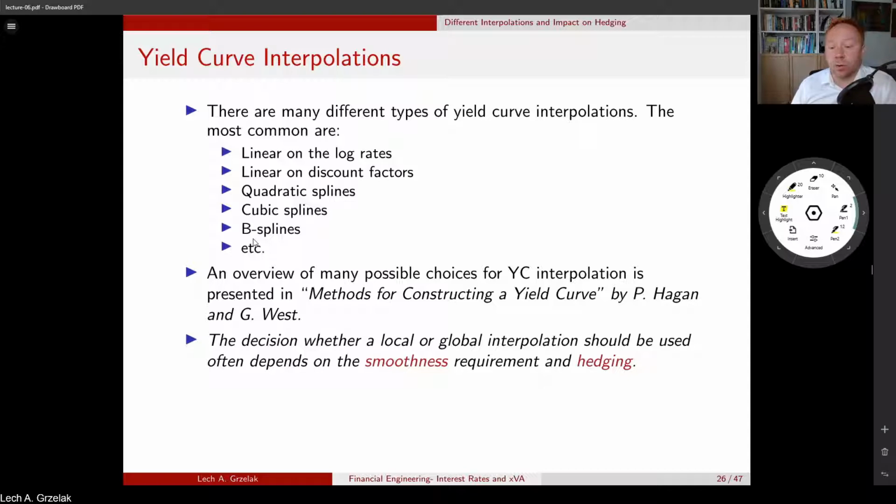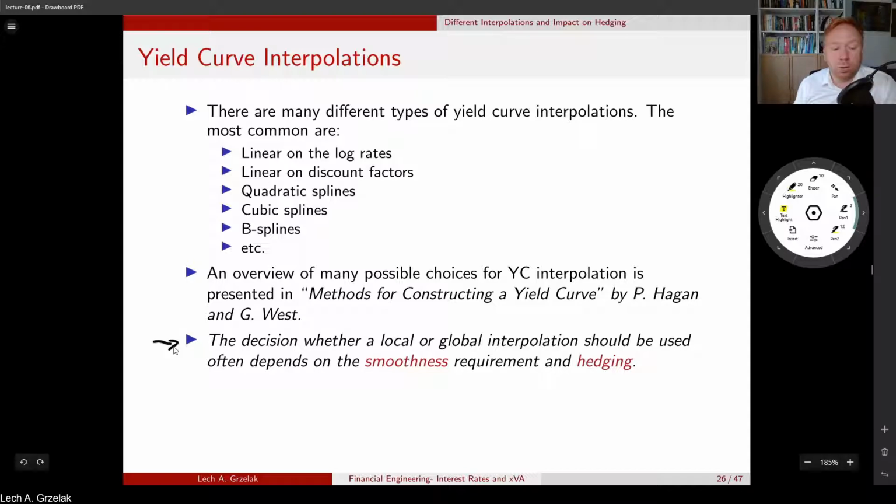I would highly recommend going to the article of Patrick Hagan and West on methods for constructing a yield curve. You will find a lot of details on different interpolation routines and their advantages and disadvantages. Hagan also discusses the hedging aspects, and he gives quite some details on how to implement those routines yourself.